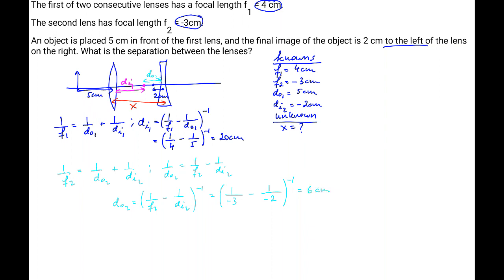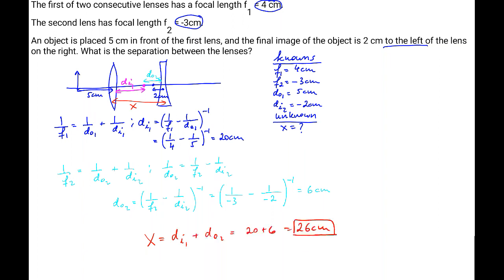So again, let's look at the things that we know. We found the image distance with the first lens to be 20 centimeters, but the object distance for the second lens is 6 centimeters. So if I add these two values together, I end up with x. So then x is DI1 plus DO2, and that is 20 plus 6, or 26 centimeters.